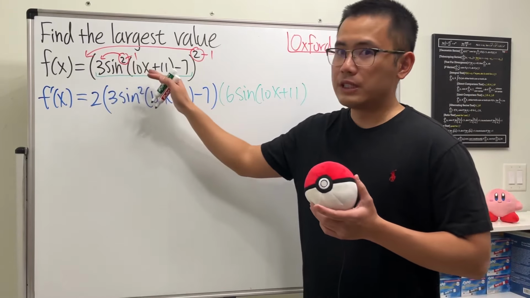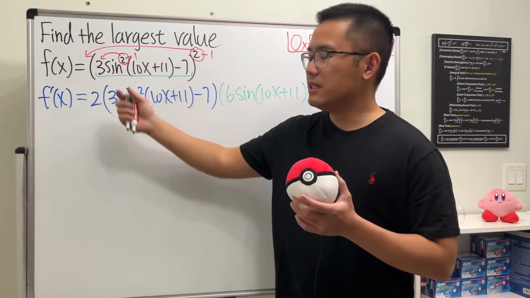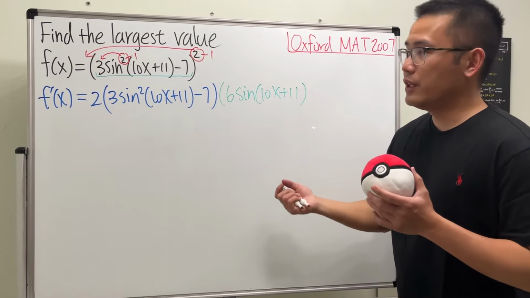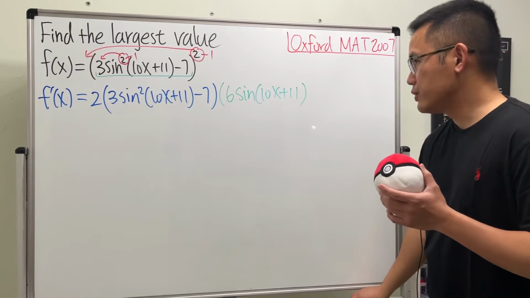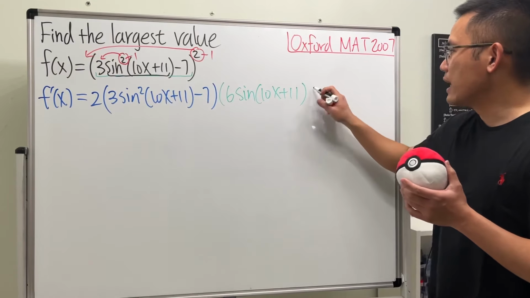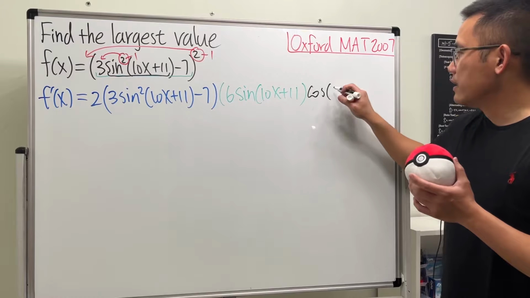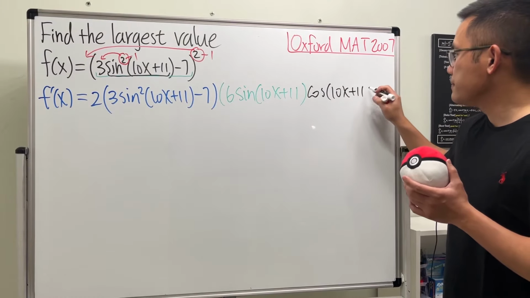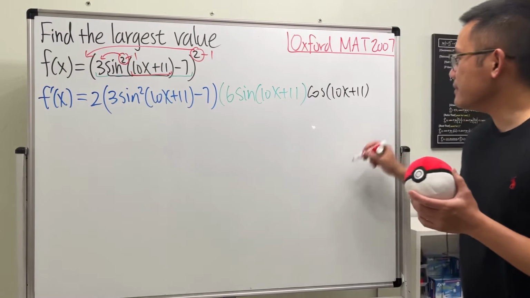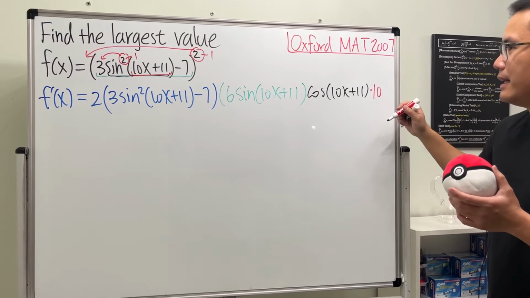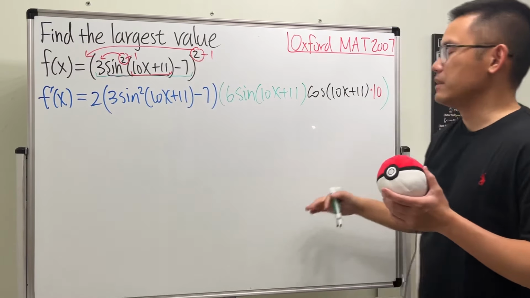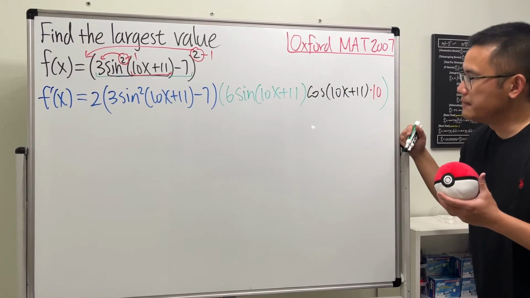But the derivative of the first part is actually not done yet, because remember, this is sine and then to the second power. So that means we have to differentiate the sine function now, which we will just use the black pen right here. Well, the derivative of sine is cosine, so I'll just put on cosine, and then we will have the input, which is 10x plus 11. And lastly, we will have to differentiate the inside. So we will have to multiply by 10. Okay. And then the derivative of negative 7 is just 0. So that's the derivative.